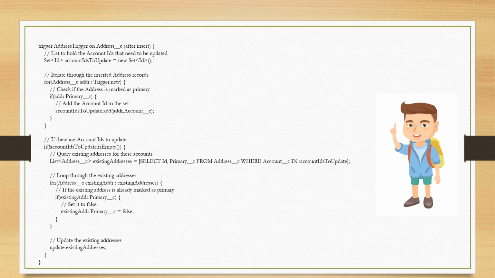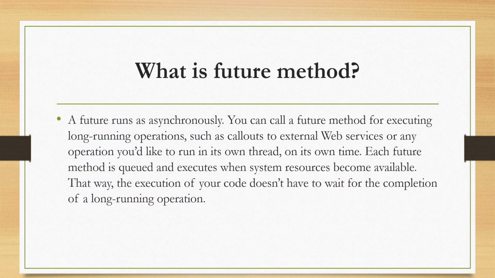So here is the code you can refer to: a trigger on Address, that is after insert, that collects a set of IDs using a for loop. We can iterate the loop. If Primary checkbox is equal to true, it will get the query list of addresses, and you can check that. Okay, moving to the next question: what is a future method?